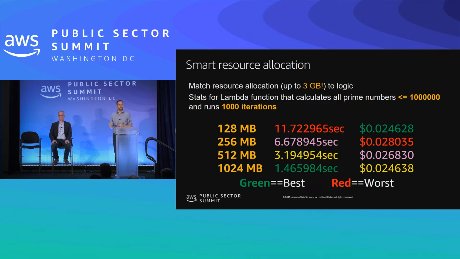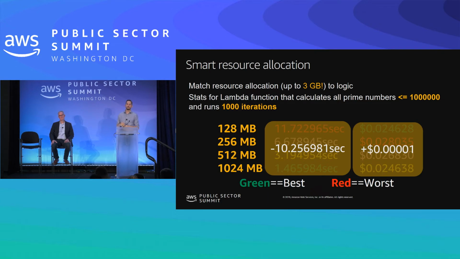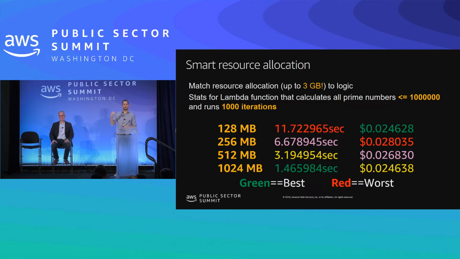If I dial that up to 256 megabytes, I'm looking at half that time roughly for not much additional cost. If I go up to 512, I'm again bringing that CPU up and bringing the time down to calculate those prime numbers, with again a little bit of additional cost, but not as bad as actually the 256. And if I go up to 1,024, the time is down to roughly 1.47 seconds, and it's only a fraction of a penny more. So the idea here is that I tuned that up, and there wasn't strict guidance on which one was going to perform best or which one was going to cost the most.